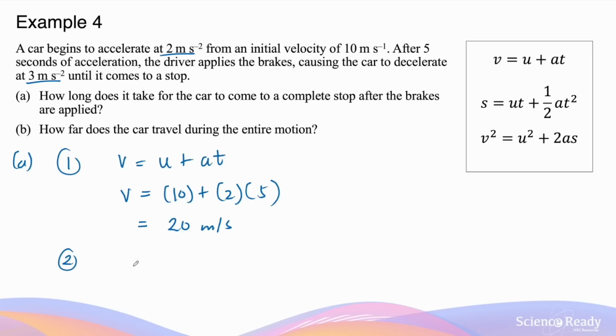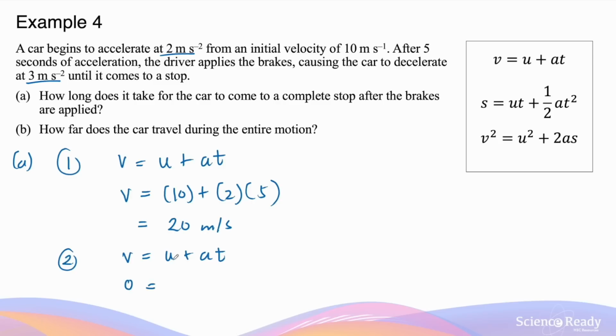In the second interval, we can again use the same equation to find the time required to allow the car to come to a complete stop. The V in the second equation is the final speed after this interval. In other words, the final speed after the car has started to decelerate. So then this will be 0 because we want the car to come to a complete stop.